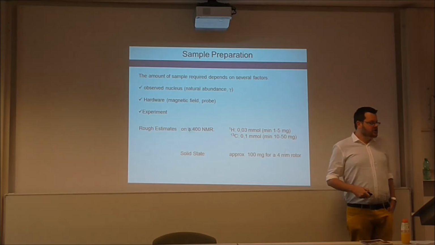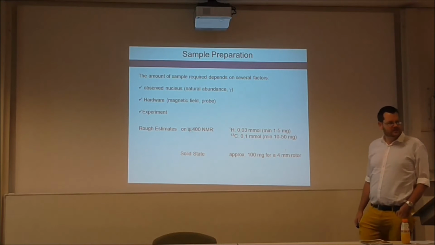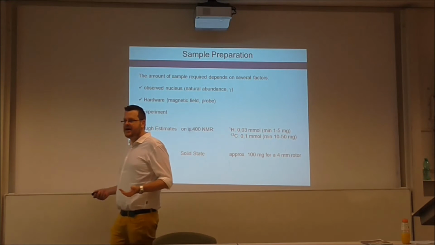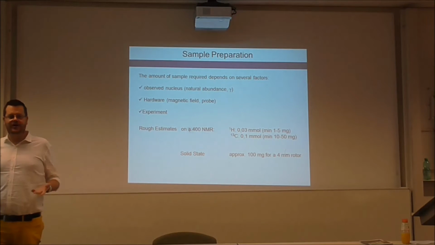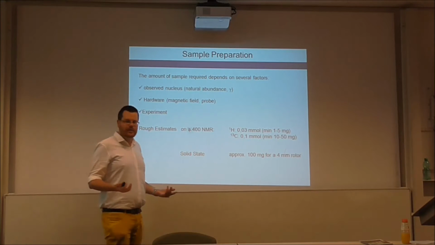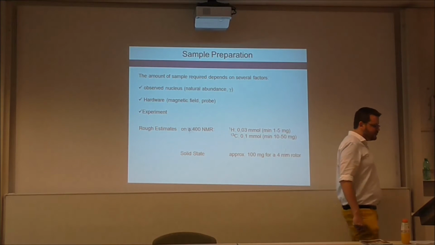It also depends what nucleus you're recording the spectrum of. If you record a proton NMR spectrum, you need much less of the sample because it has a much higher natural abundance. If you record a 13C NMR spectrum, you need much more because it's got a lower relative abundance. Same with silicon. So that's an important point.